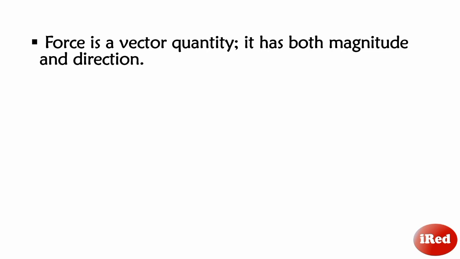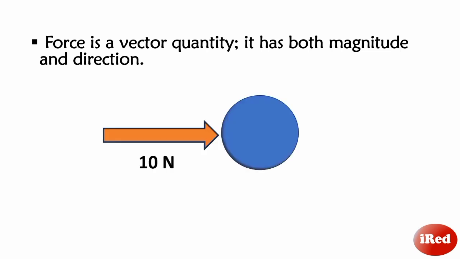For example, this diagram showing a 10 Newton force acting on a ball. The force is represented by an arrow. The direction of the arrow indicates the direction of the force, while the length of the arrow represents the relative magnitude of the force.